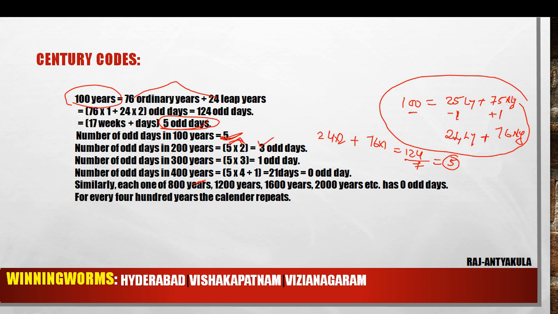For 300 years, 5 into 3, because for 100 years there are 5 odd days. So 15. 15 divided by 7. What is the remainder? 1. So 1 odd day. For 300 years, the number of odd days is 1.